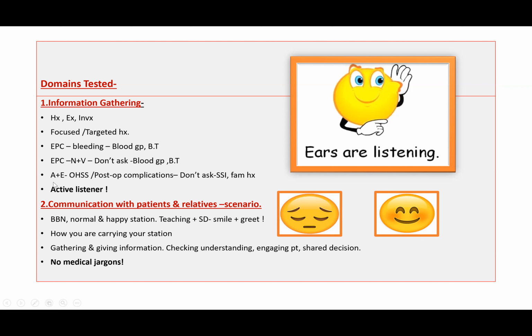Likewise, in the A and E department, if the patient has come with OHSS or post-op complications, you can skip asking about sexual health history, STIs, sexually transmitted infections, and the family history. And be an active listener. The role player is going to give you a lot of information in information gathering. Try to listen to her very attentively. Be all ears. Being an active listener is very important.